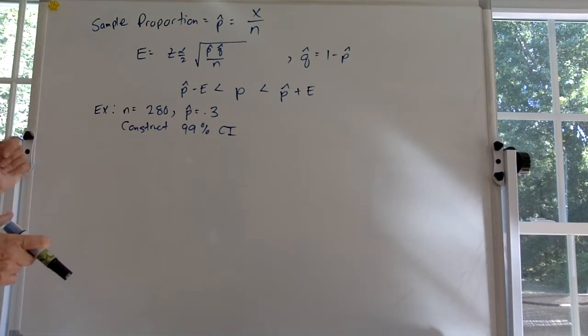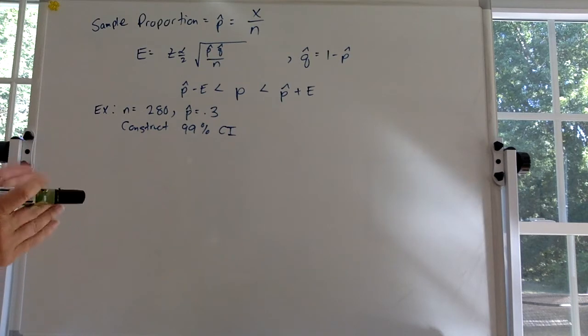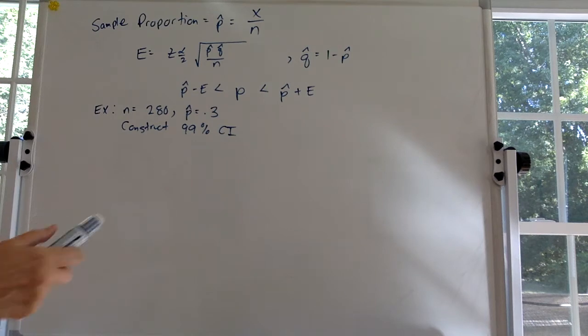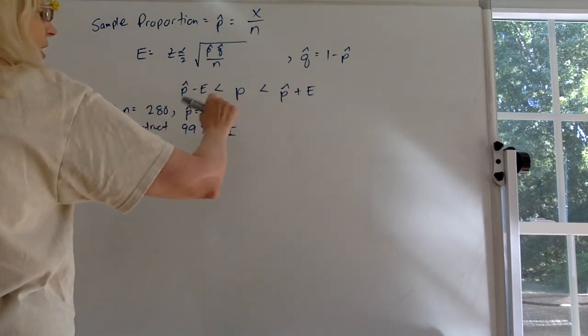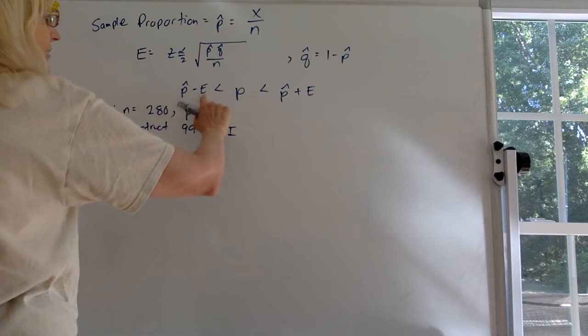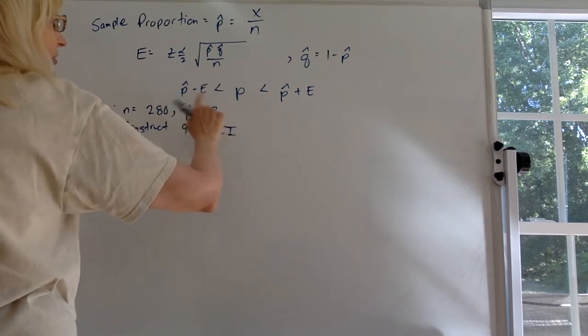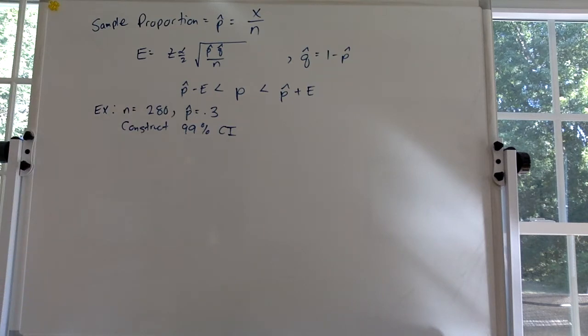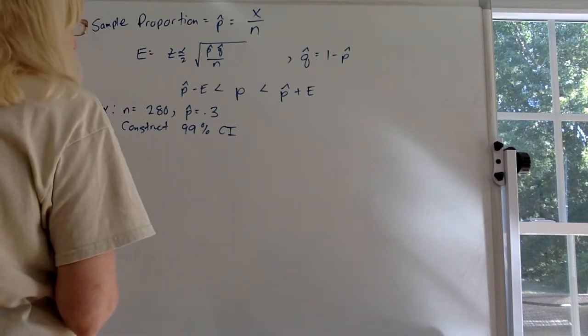All right, so here we have an example. n is 280, the sample size is 280. They gave us that our sample proportion is 0.3. They want us to construct a 99% confidence interval for this situation. Okay, so the first thing we have to do, to get that confidence interval, is p hat minus e, p hat plus e. We already know p hat, we're good there, but we don't know e. So here's the formula for e. I think the only thing we really don't know there is that z alpha over 2. So we have to figure out z alpha over 2 for a 99% confidence level.